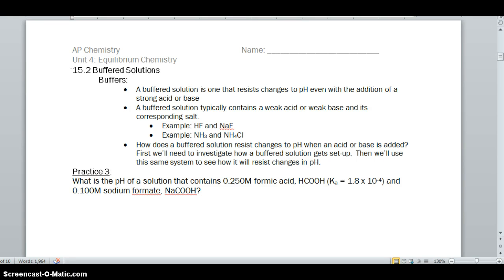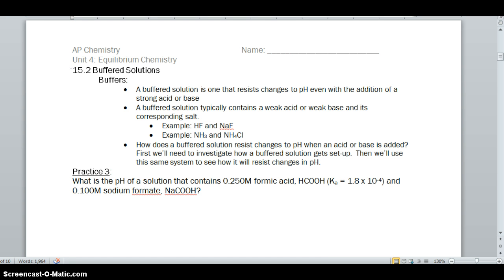Alright, so this screencast will focus on what are called buffered solutions, and it would be my strong suggestion that if you haven't already read through this section in your textbook, to go ahead and stop the screencast and do that. There's a lot of vocabulary and just conceptual understanding.